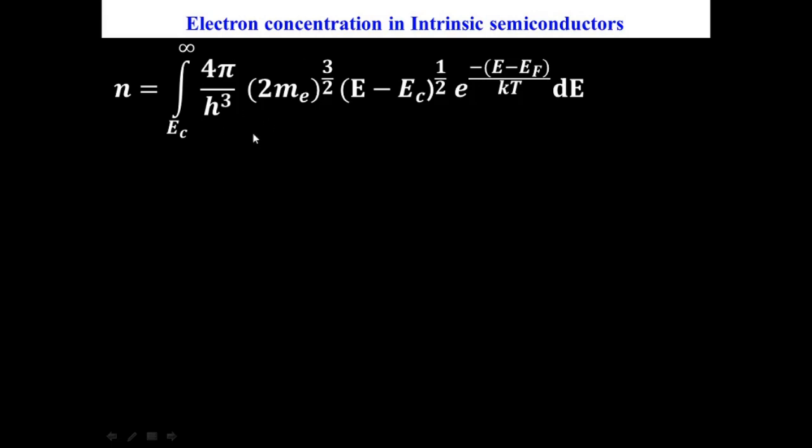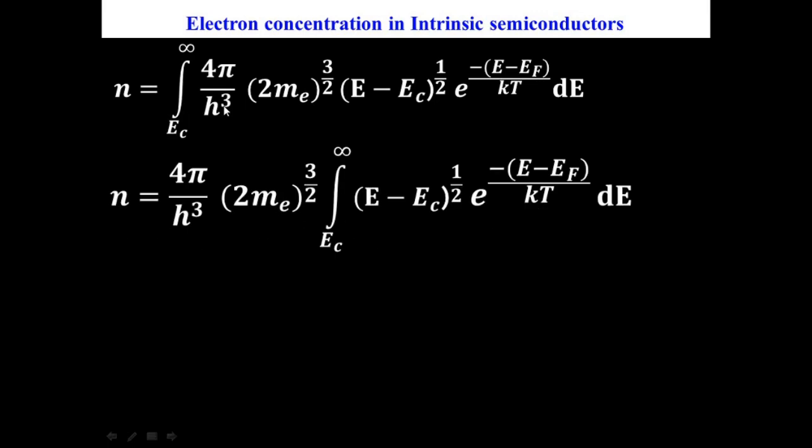Now this term, 4π(2m_e)^(3/2) by h cubed, is a constant term, so it can be taken outside the integral. So inside the integral the terms that remain are (E minus Ec) to the power half, e to the power minus (E minus EF) by kT, into dE.